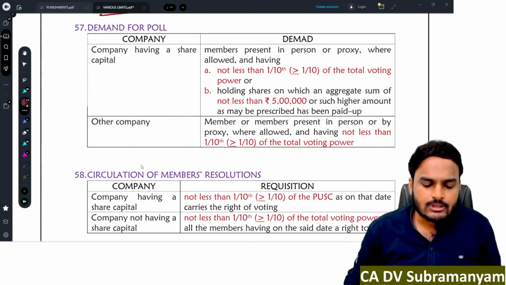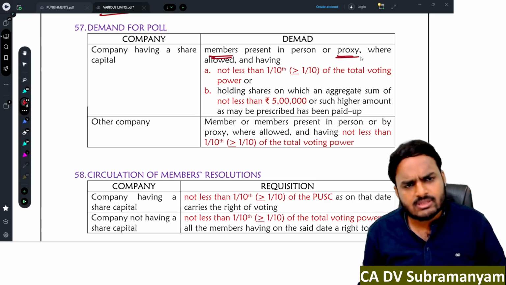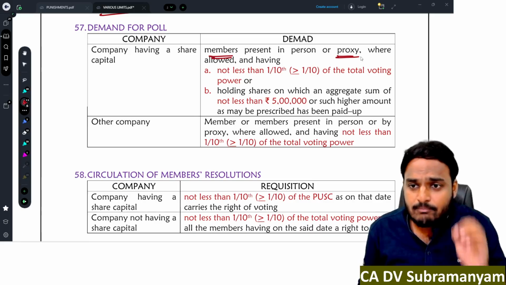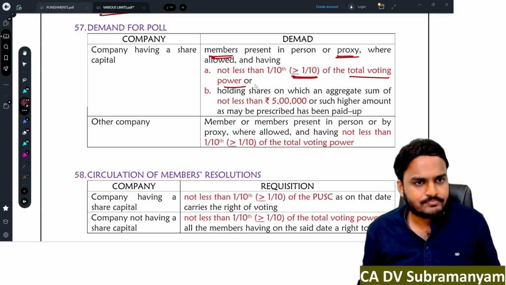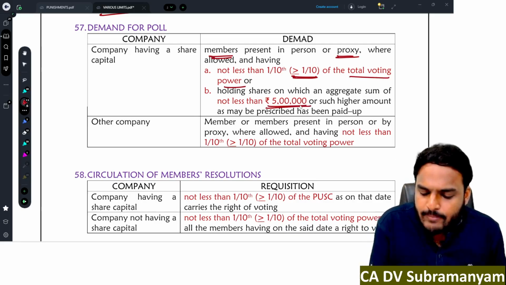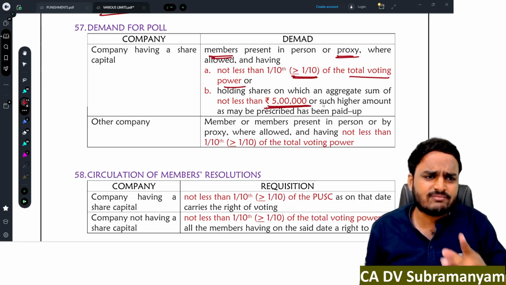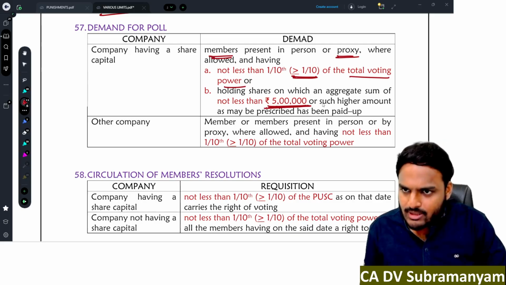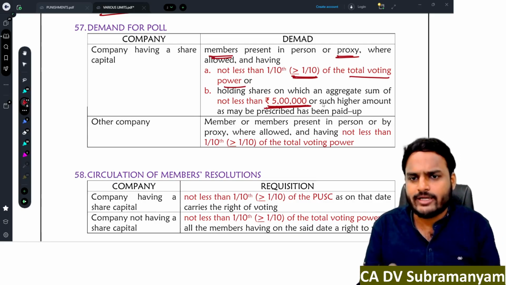Demand for poll. So who can demand for poll? Members as well as proxy can demand for poll. At the time of demand, they shall possess at least 1/10 of total voting power, or in terms of paid up share capital, at least 5 lakhs paid up share capital. If they satisfy any one condition, they can demand poll. So 1/10 of voting power or 5 lakh rupees paid up share capital, both are included.